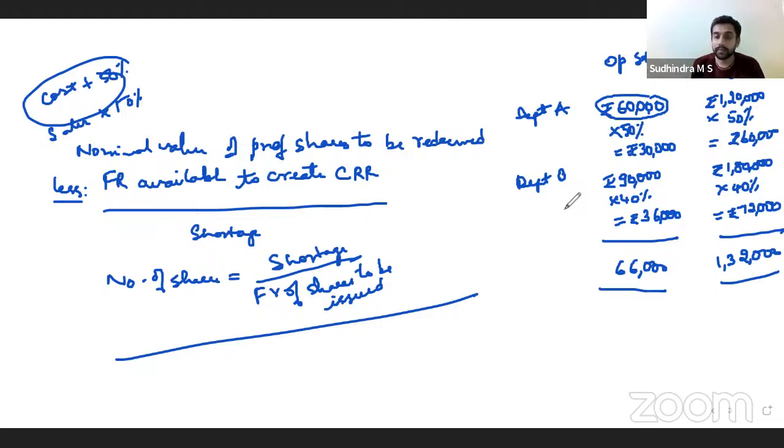Write down. Here, rupees 66,000, which was unrealized profit of the last year, shall be reversed in the current year by crediting P&L account.